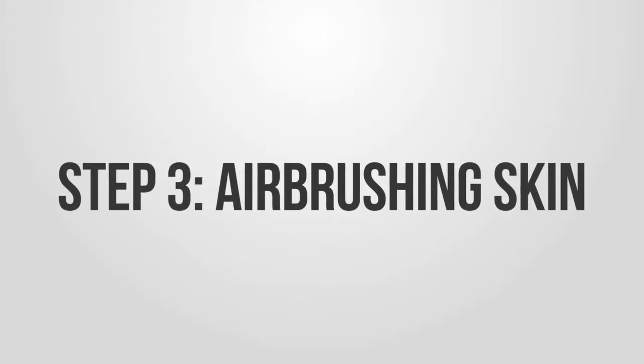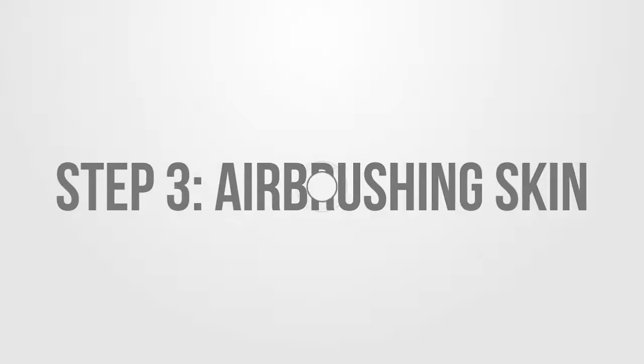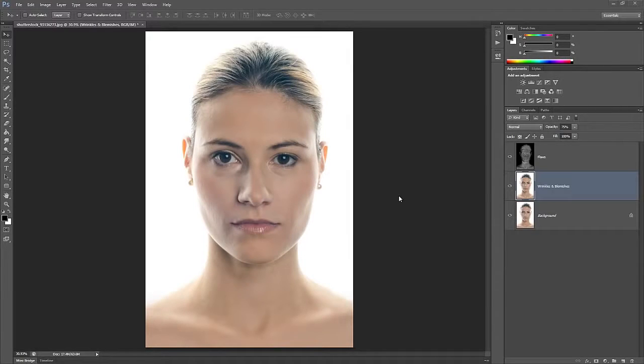Step 3. Airbrushing Skin. Next, we're going to airbrush the skin. For this step, we're going to demonstrate it to you using this photo that already has the previous steps applied. Before we airbrush, we're going to merge the 3 layers into a smart object. This is so that you can edit the airbrushing layers at a later time without having to redo everything.